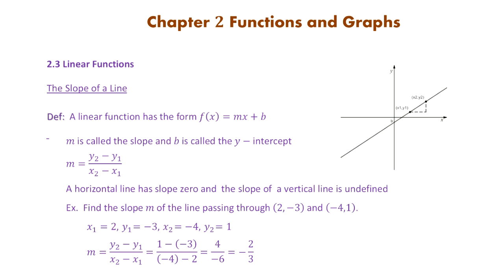You can also find the slope of the line if you are given the line by choosing any 2 points on the line with coordinates (x1, y1) and (x2, y2), and use the formula y2 minus y1 over x2 minus x1. Rise over run, okay? Or sometimes it is called the difference quotient.